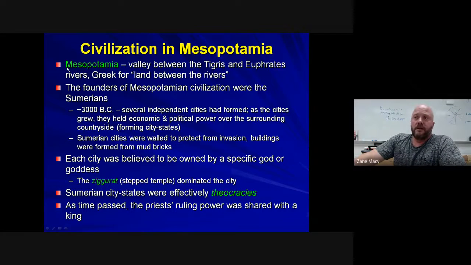Mesopotamia is nestled, in most of modern-day Iraq and a little bit of Syria, between the Tigris and Euphrates rivers. They didn't even call it Mesopotamia. Mesopotamia is a Greek word for land between the rivers, the territory between the Tigris and Euphrates.